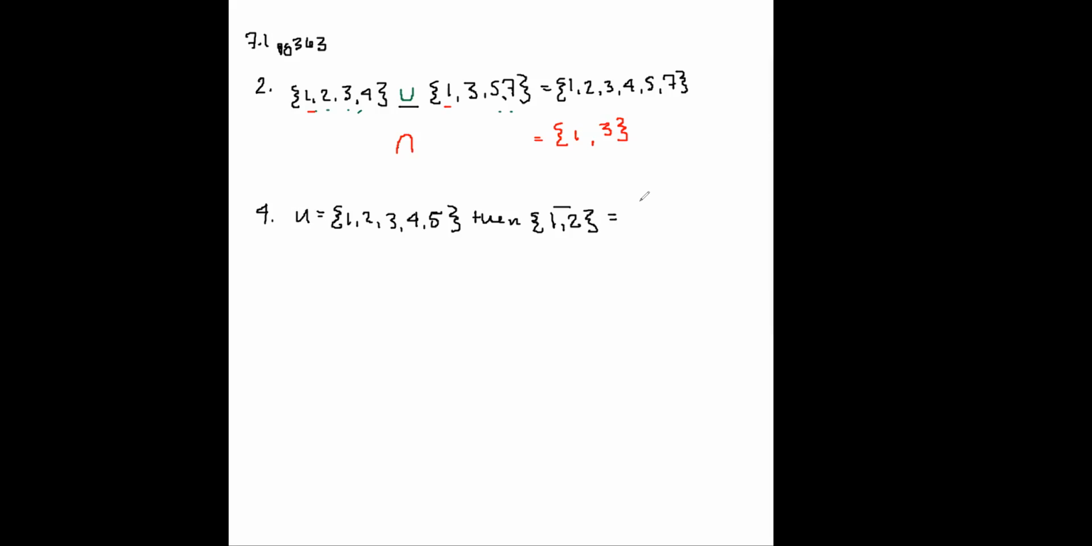The bar indicates the complementary set. Exactly. So what are the components of the set that I'm looking for? Well, 1 and 2 are in the set, so the complements within the set will be 3, 4, and 5. Exactly. Perfect. All right.